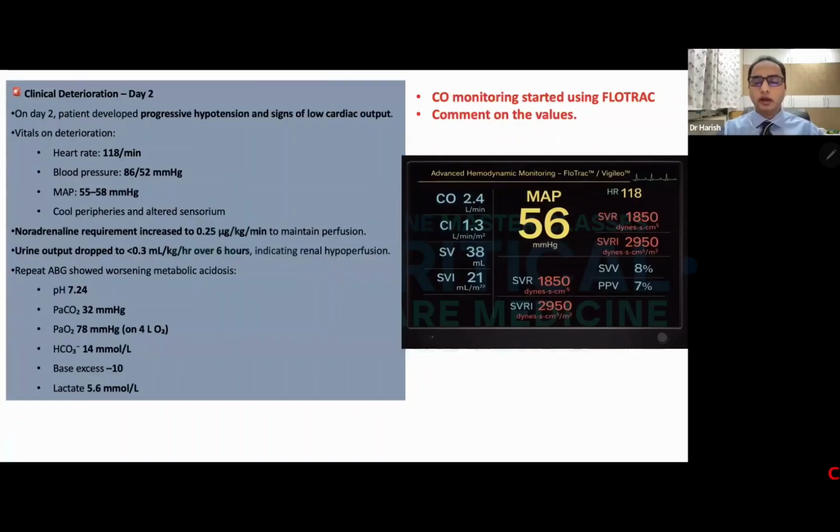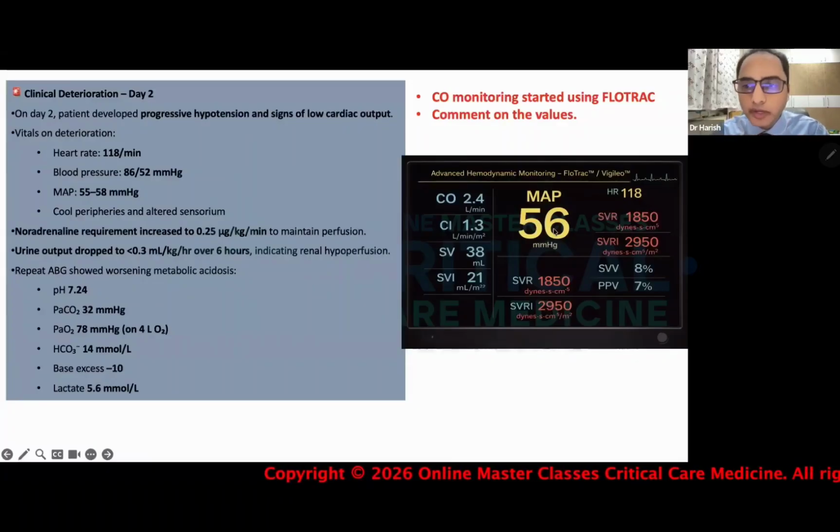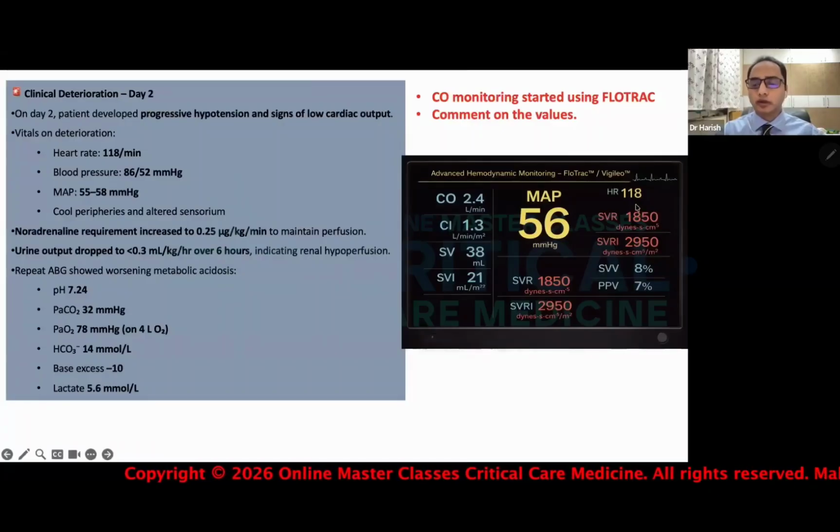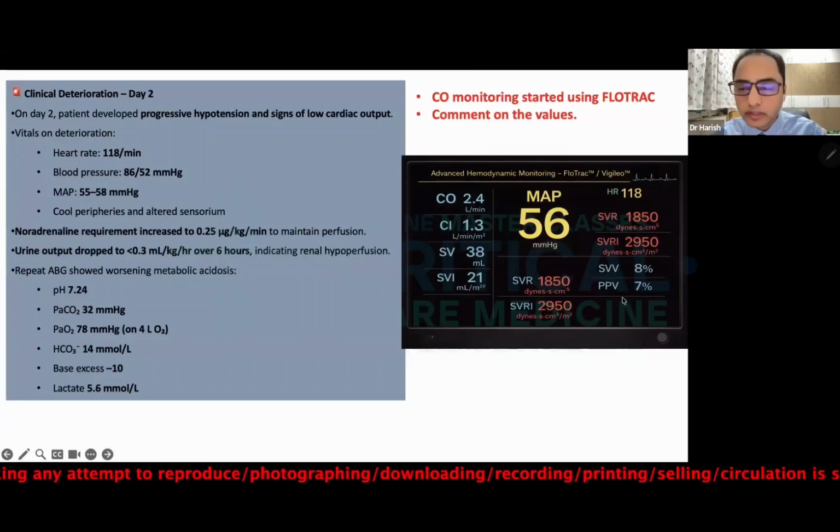So when we put it, his cardiac output is 2.4. Cardiac index is 1.3, stroke volume 38, stroke volume index is 21. MAP is around 56. Heart rate is around 118. Systemic vascular resistance is 1850, SVRI is 2950. SVV, stroke volume variation, is 8%, pulse pressure variation is around 7%.